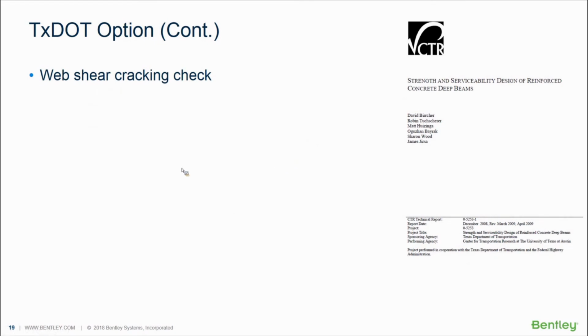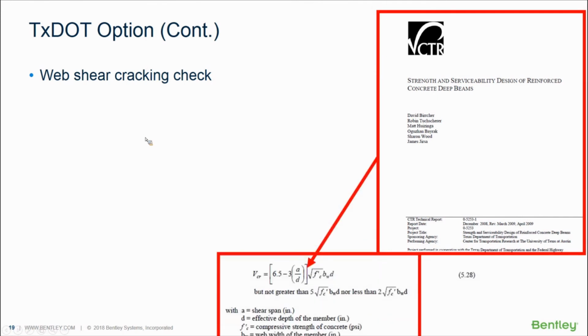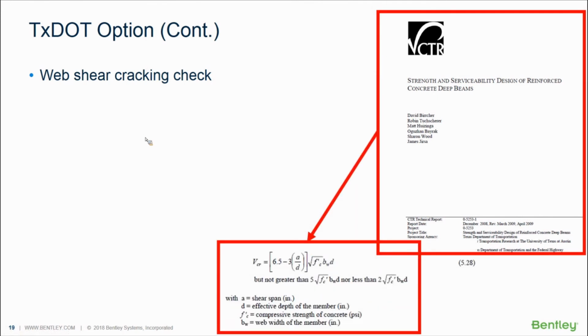This web shear cracking check is an additional design check requested by Texas DOT based on the research carried out by UT Austin. So it's essentially a serviceability check of concrete deep beams. Basically, this additional check will check the web shear cracking, particularly for straddle bents in Texas.